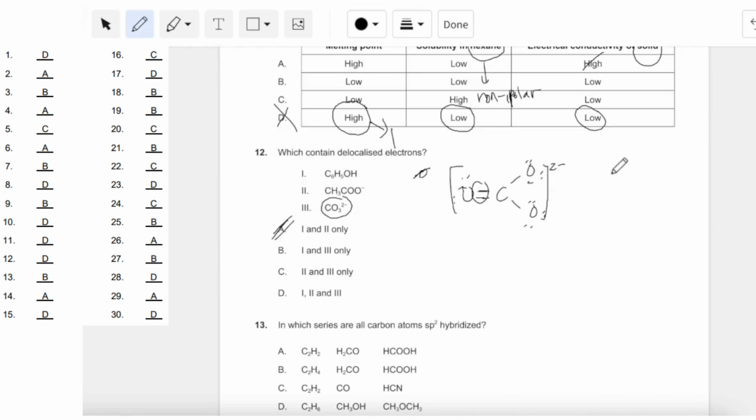Now we'll see C6H5OH, with the OH as well. Because of the double bonds here, here and here, the electrons can move right here, and then this can move right here, and then this can move right here. So this one also, and what about CH3COO minus? This also contains delocalized electrons. So the answer will be D.